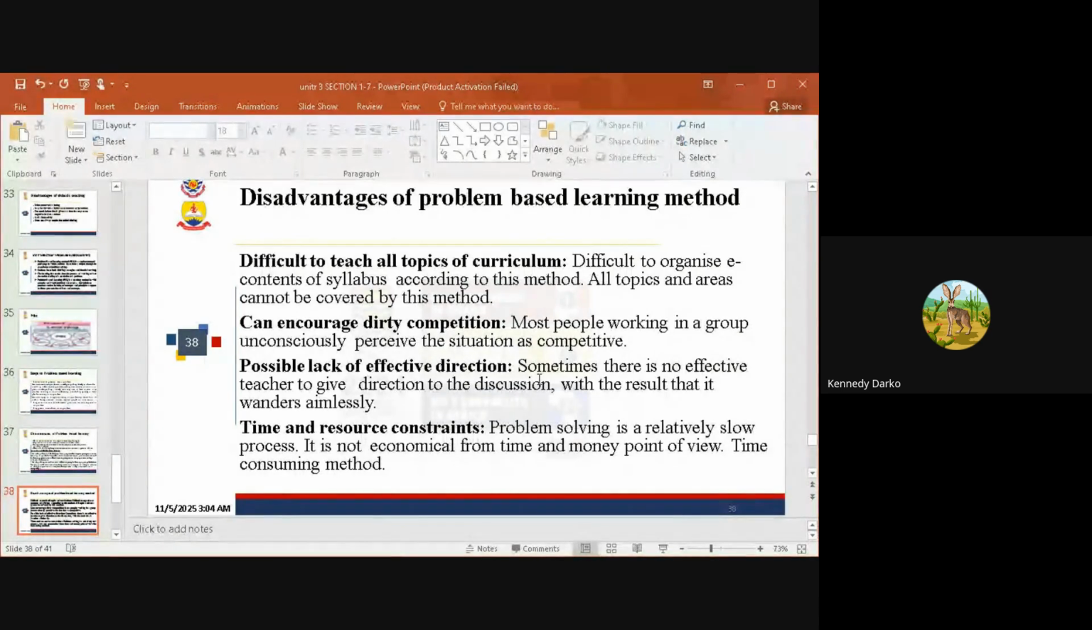Time and resource constraints. Problem solving is a relatively slow process. It is not economical from the time and money point of view. It is a time-consuming method. So here it comes to what? Matters of money, about timing and everything. You put a lot of constraint on some of these things when it comes to the problem-based learning method. So let's be mindful.